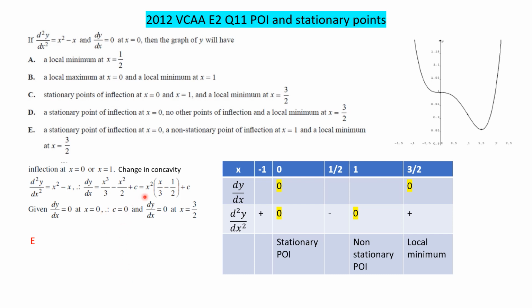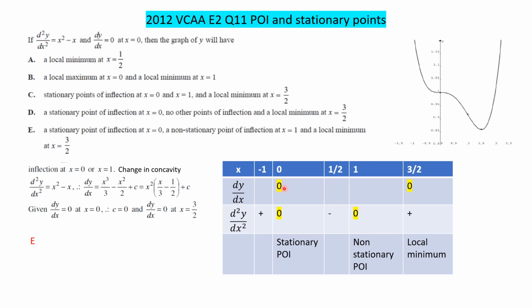So you just solve for x to be equal to 0. So you got x to be either 0 or 3/2. So now you set up a table to include the key values. Firstly, you want the point where the first derivative is equal to 0, in this case when x is 0 or 3/2. And you also need to put down the point where the second derivative is equal to 0 as well.